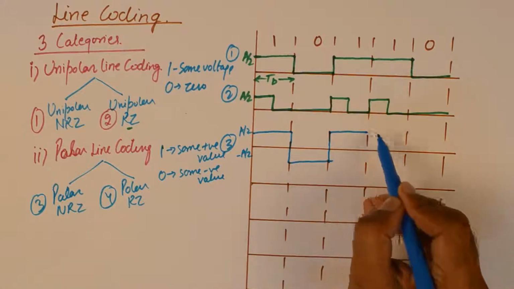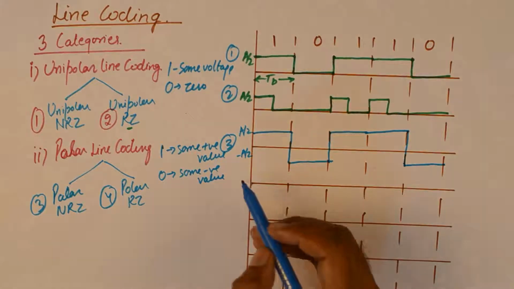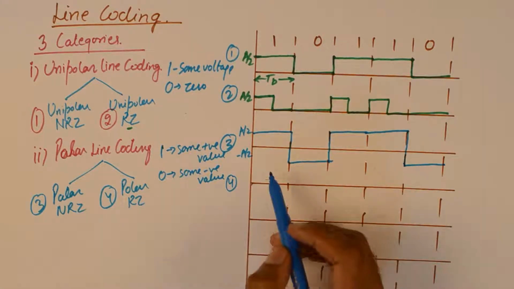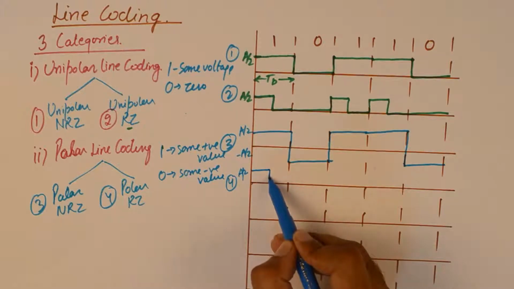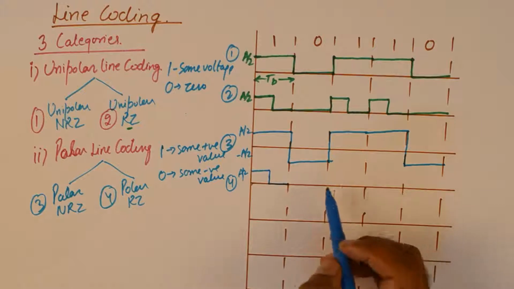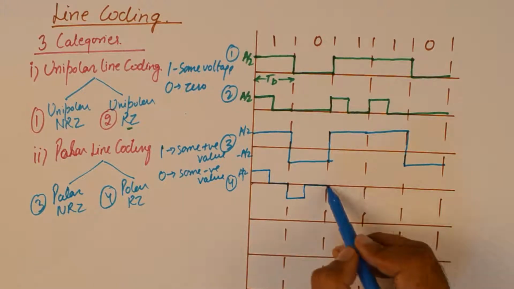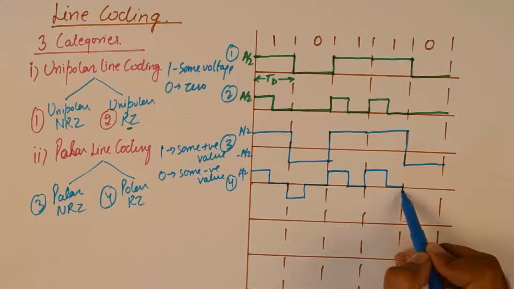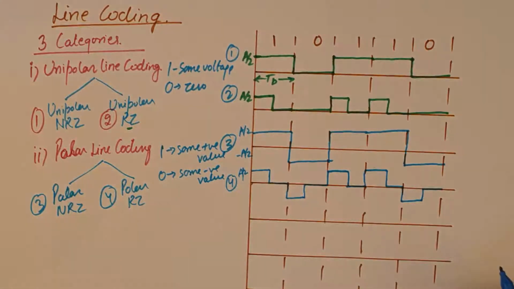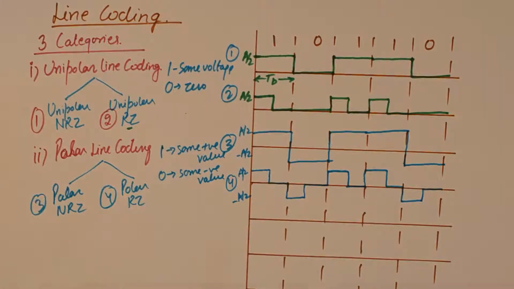1 goes back to A by 2, stays at A by 2 for the entire interval of time, and 0 is minus A by 2. And if it was a return to 0, 1 would start from A by 2 but will return to 0 after half the bit interval time, and then 0 would start from minus A by 2 and would return back to 0 halfway through. 1 would start from A by 2, move back to 0. 0 will start from minus A by 2, will move back to 0. So that is how you do line coding for the polar technique.